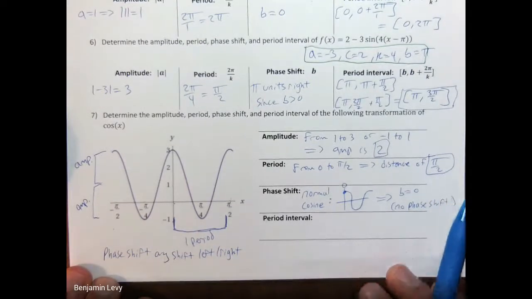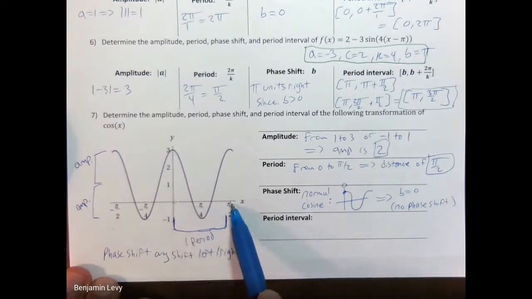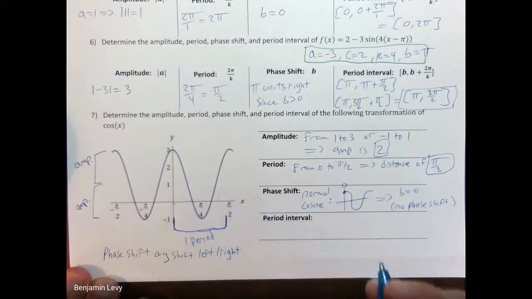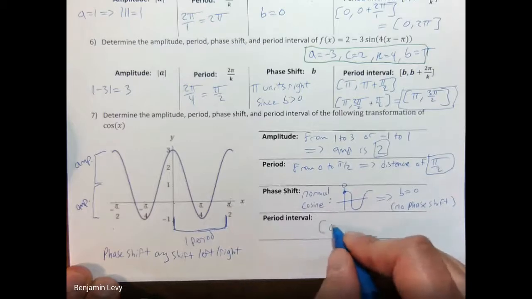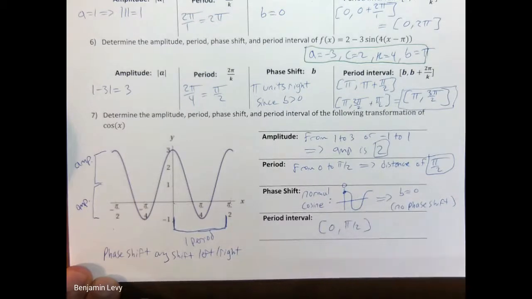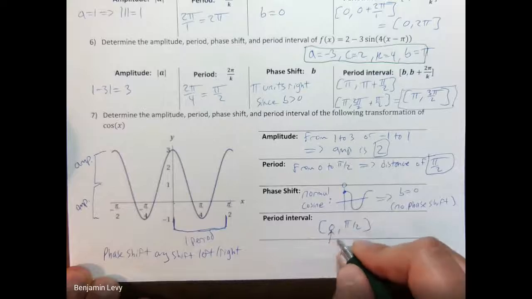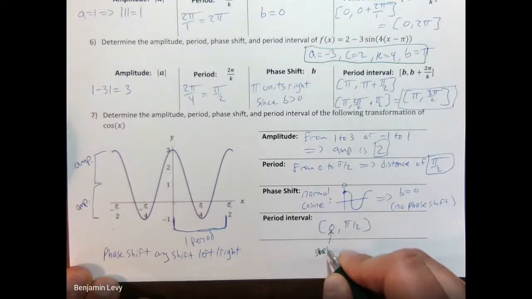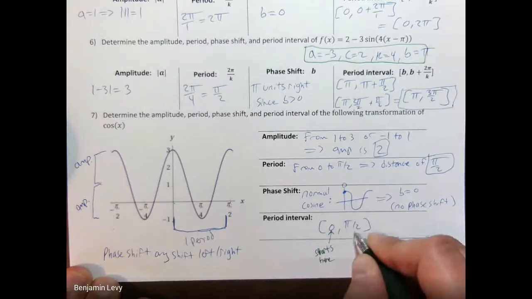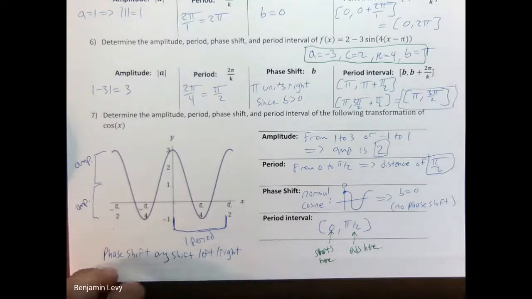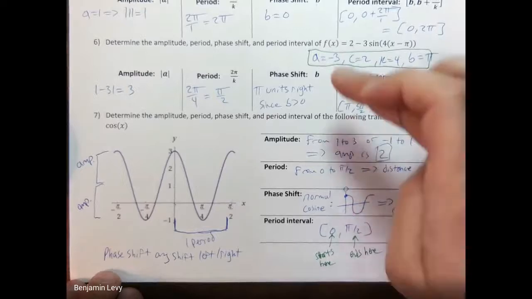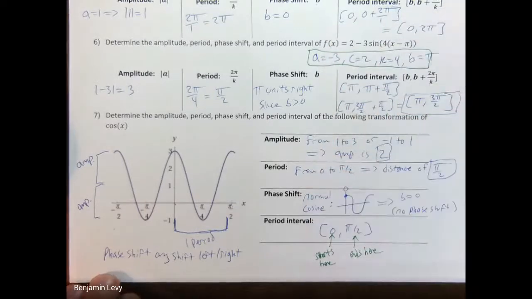And then the period interval could be from here to here, or maybe from here to here, whichever one you want. And so I'm going to do the first one. It starts at 0, ends at pi over 2. All right, just to be clear here, it started at 0, and then it ended here. And so this is showing you, based from these things in here, how we can figure out the amplitude, period, and phase shift using either an equation or a graph.